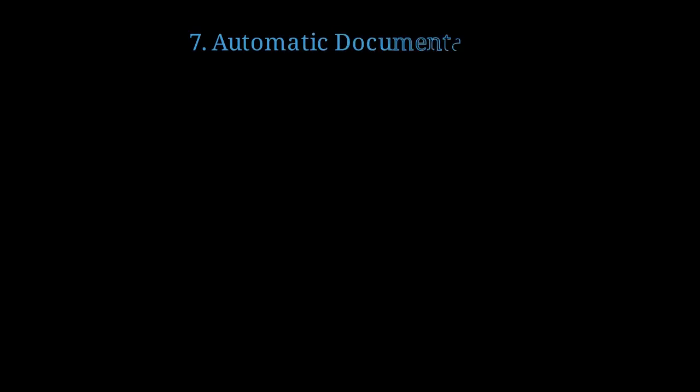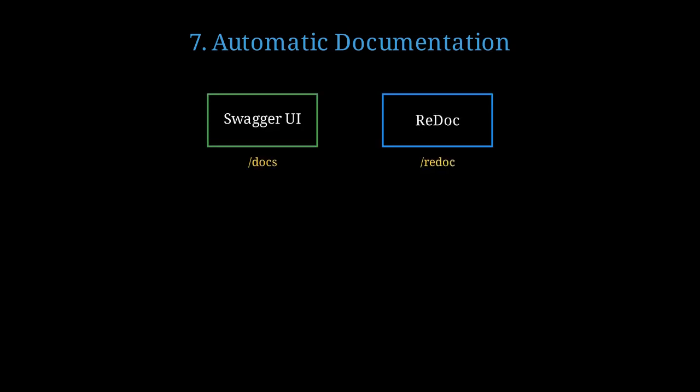One of FastAPI's best features is automatic, interactive API documentation. FastAPI automatically generates two documentation interfaces, Swagger UI at /docs and ReDoc at /redoc. The best part? You don't need to write any extra code. The documentation is generated automatically from your route definitions.